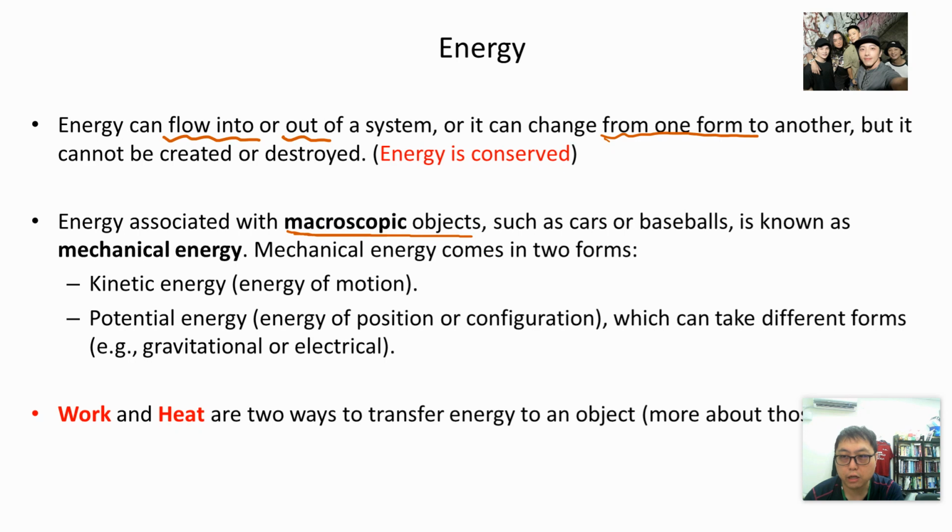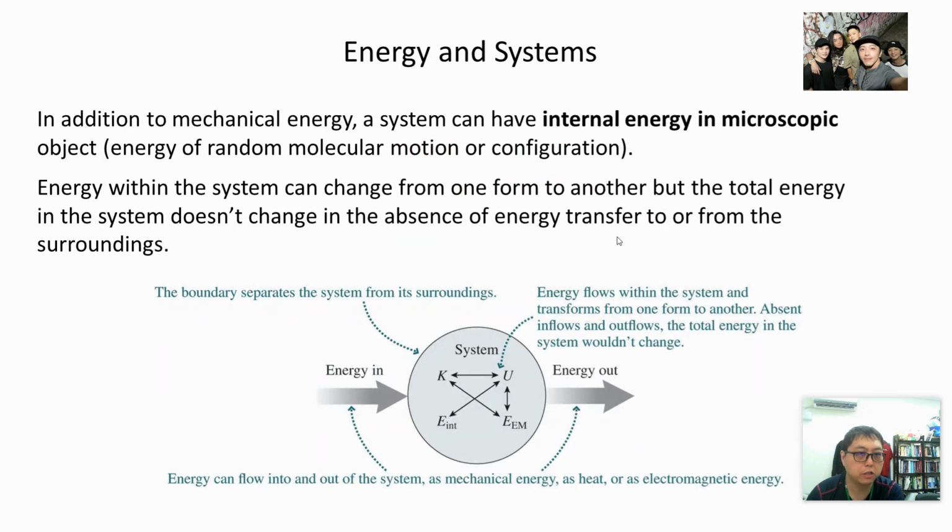So what else is there in energy? Like I said, we have mechanical energy for macroscopic objects, and for microscopic objects, we have a term called internal energy. Internal energy is caused by the random molecular motion and configuration of molecules. Internal energy can be transformed to potential energy, and potential energy can also be transformed to internal energy.